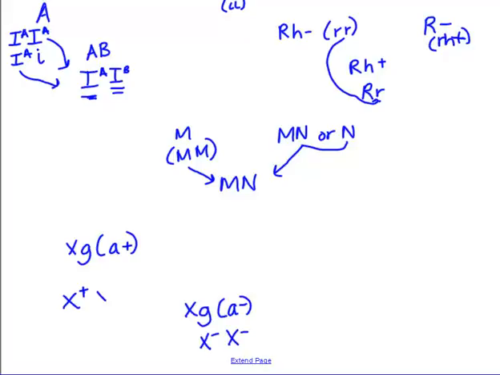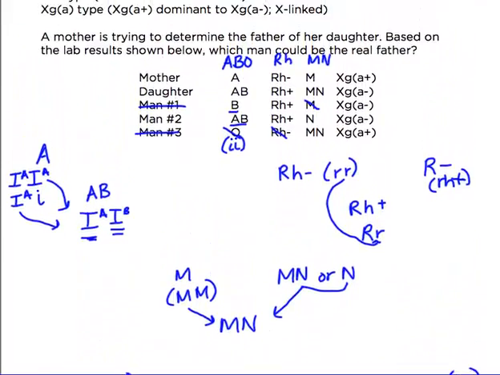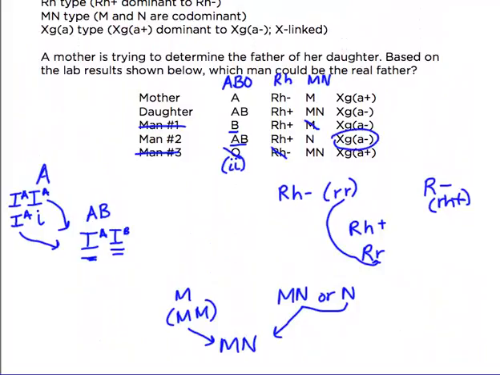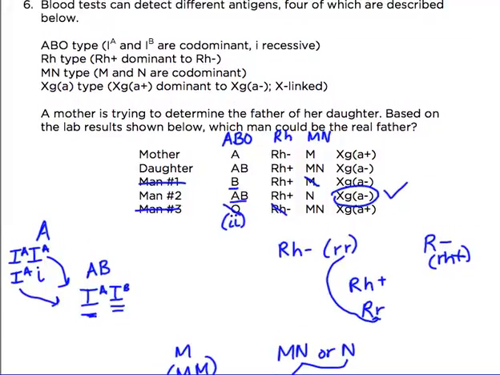That means that this mother, the other allele, must be X minus because she gave one to her daughter. And the father must also give X minus. Now because males are hemizygous for the X chromosome, that means that he is X minus Y, which means then that he would be XG A minus. Even though it's the recessive phenotype and he only has one chromosome, males are hemizygous, so any allele that they have would be their phenotype. So the man must be XG A minus. And for man number 2, he is that. So through all 4 antigen tests, we'd say that man number 2 is the father.